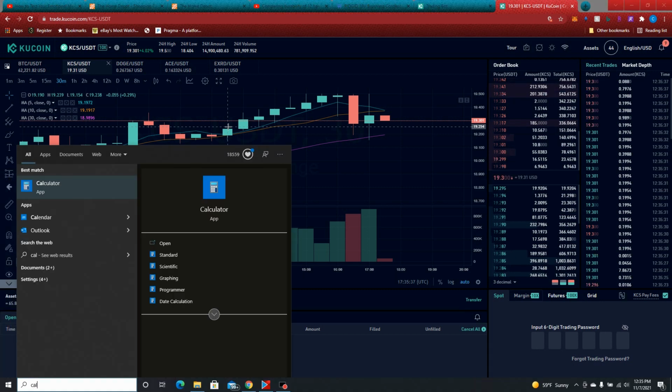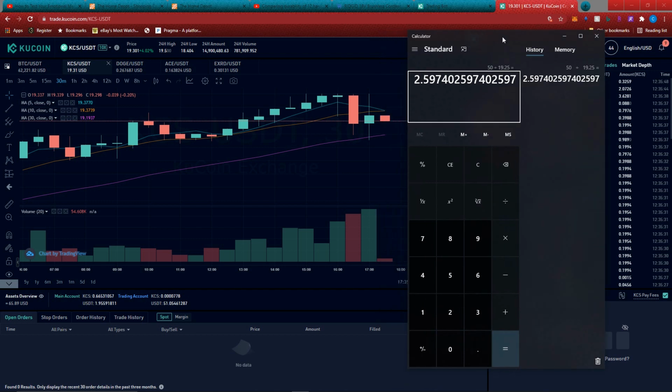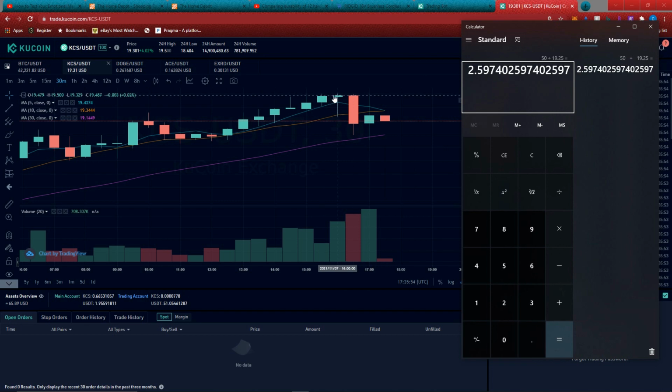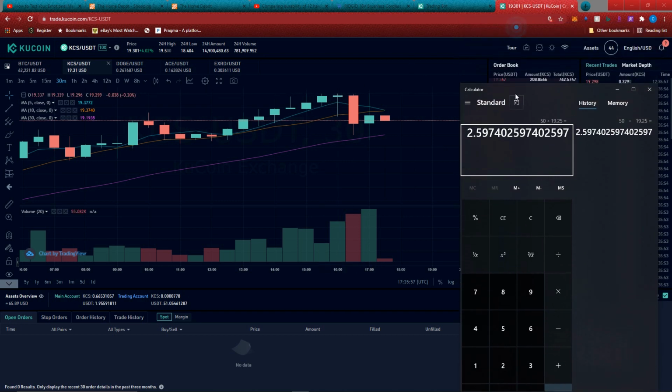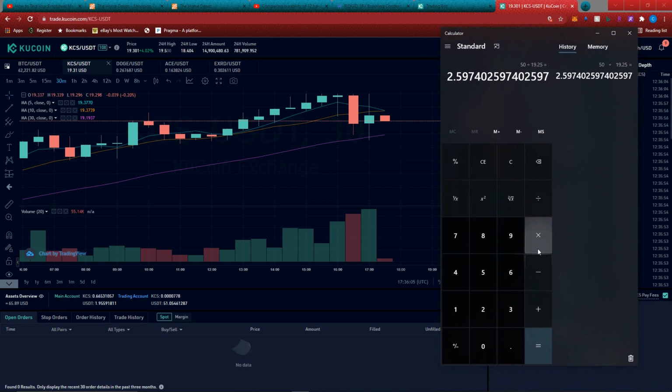Now, let's do this. If I took the same $50 and I bought something at 19.25, that would have given me 2.597 KCS. And then turned around and sold that at, what was it, 19.50. That would have given me a profit of 64.9 cents. So basically 65 cents. Okay.